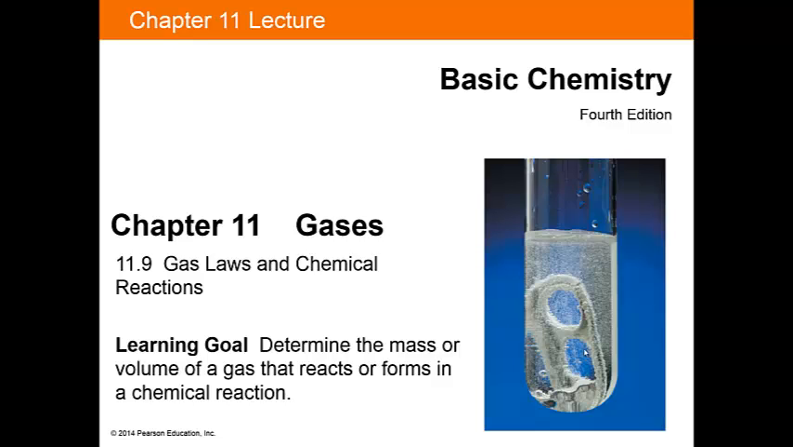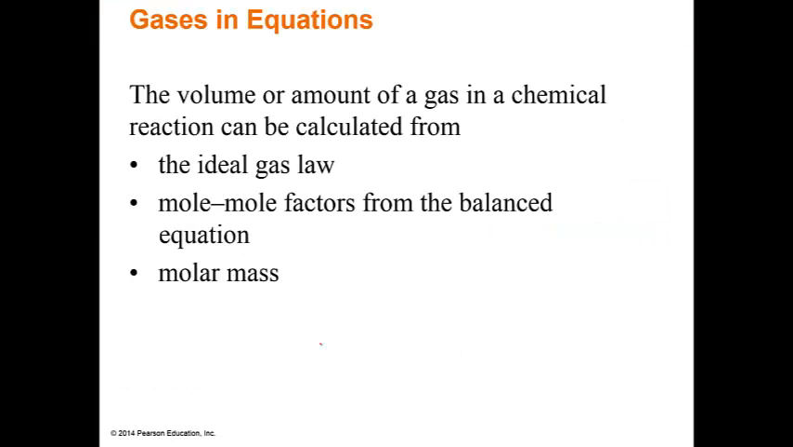So, learning goal: determine the mass or volume of gas that reacts or forms in a chemical reaction. Okay, cool. So we know we've got pressure, temperature, volume, and moles. So how does this actually relate to a reaction? Let's see how it relates. The volume or amount of gas in a chemical reaction can be calculated from the ideal gas law, mole-to-mole factors from a balanced equation, and molar mass. So we're bringing all this together.